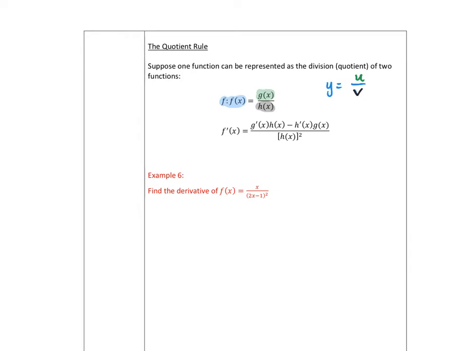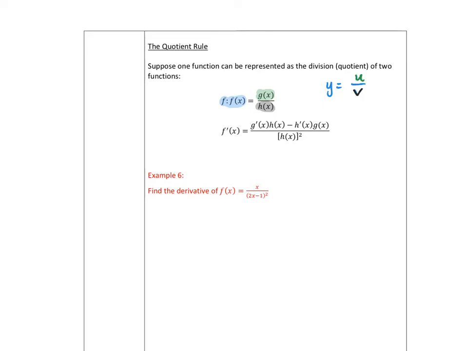Well, we know that we could find its derivative by doing the derivative of the whole function f by doing the derivative of g times h minus the derivative of h times g, all divided by h squared. The order here is really, really important.